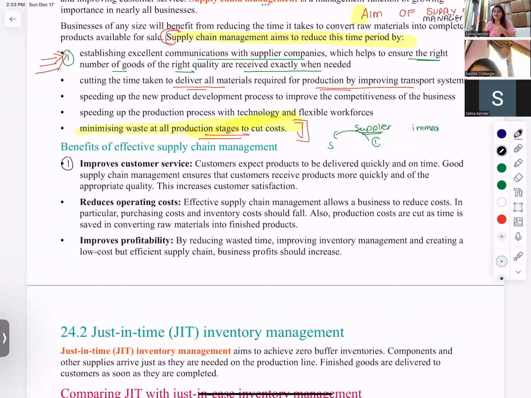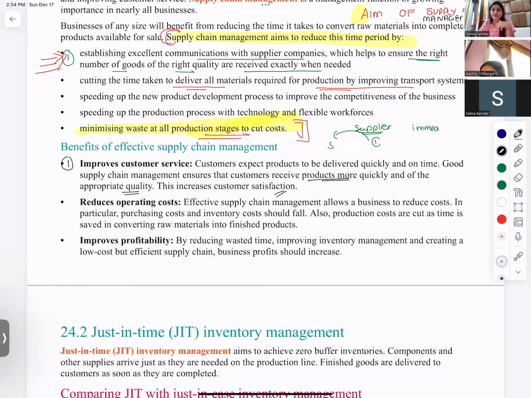When you have a good supply chain management, you can vouch that your product is going to be available at this time. If you know your product is going to be available at this time, you can promise a time that you will supply the customers with. So this will ensure that the customers receive the product more quickly and of appropriate quality. This will increase customer satisfaction.